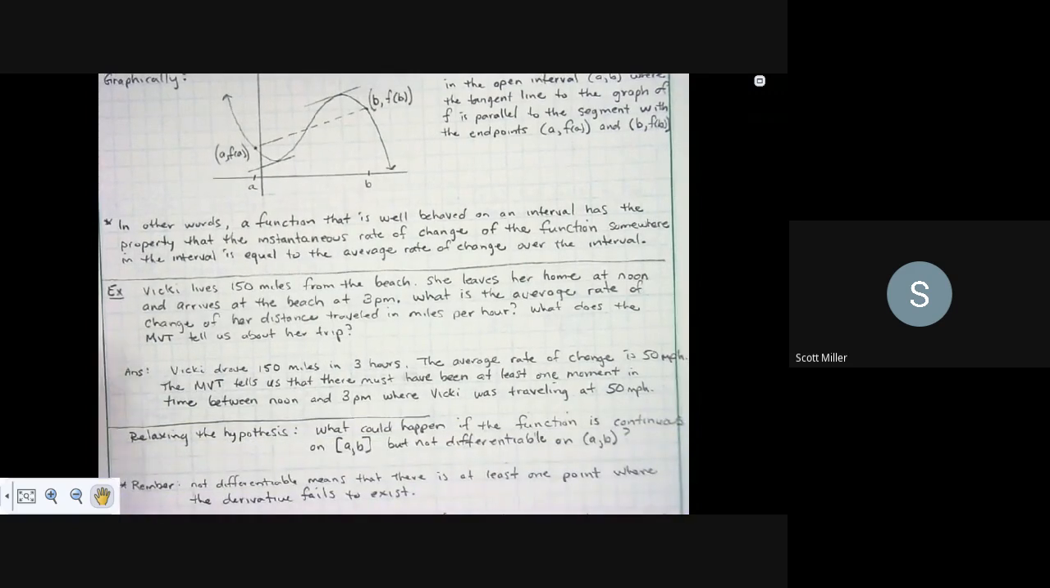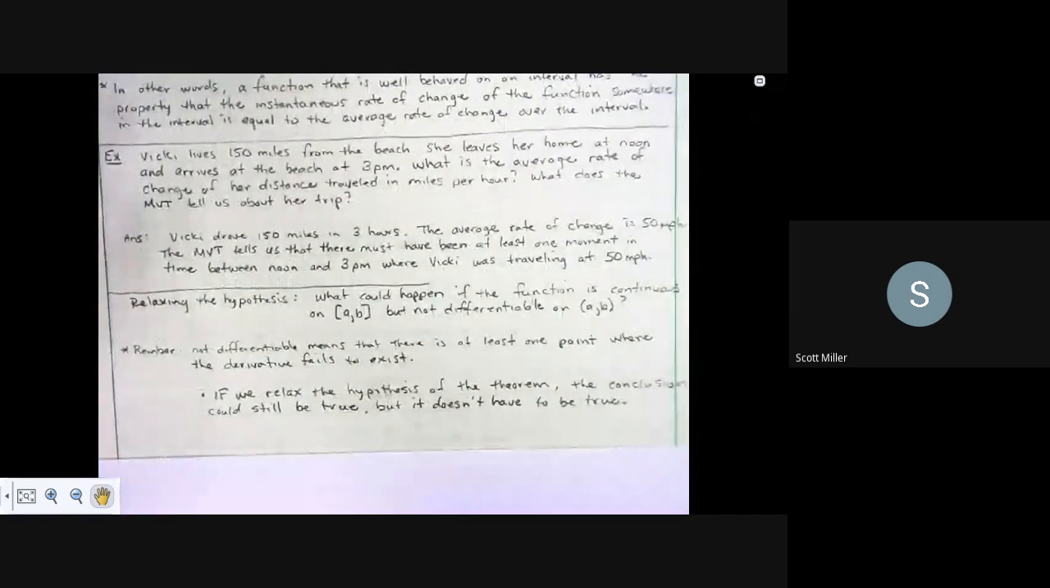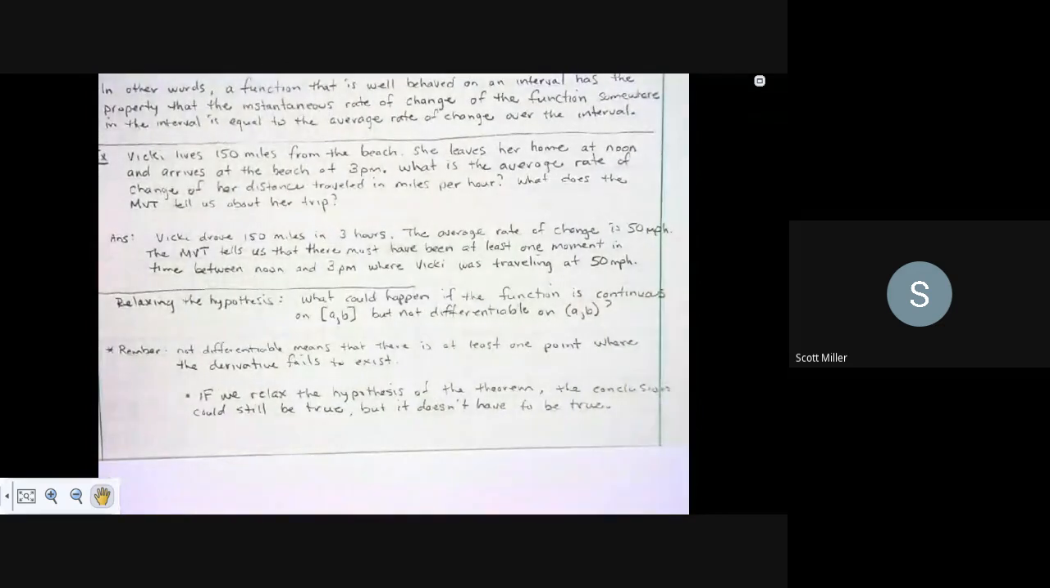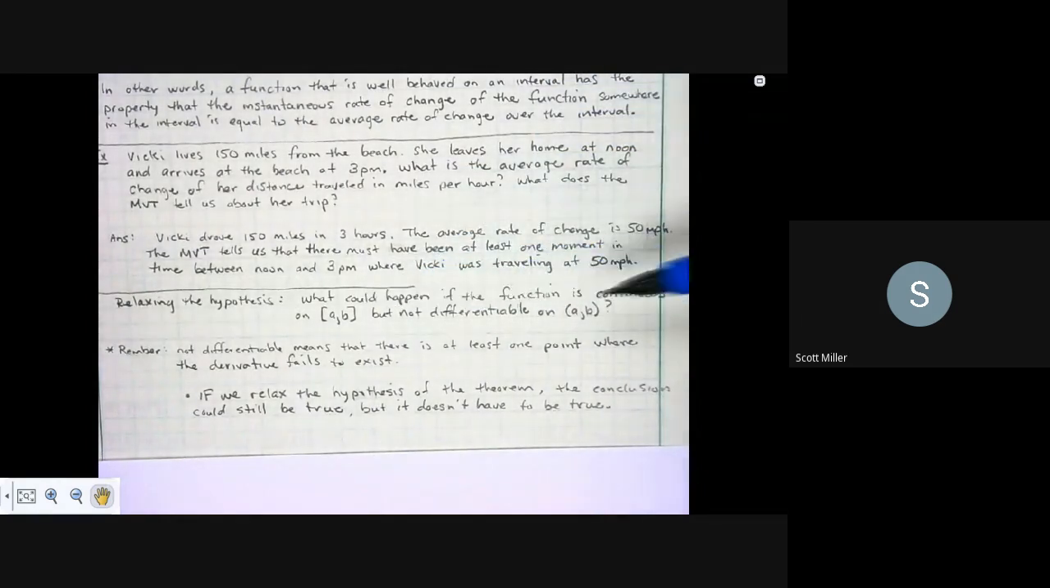Okay, and so let's take a look at some stuff right here. We're going to explore the mean value theorem in a little bit more detail. Relaxing the hypothesis. What could happen if the function is continuous on the closed interval but not differentiable on the open interval? Okay, so the thing about the mean value theorem is this.